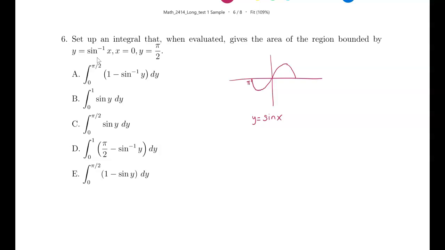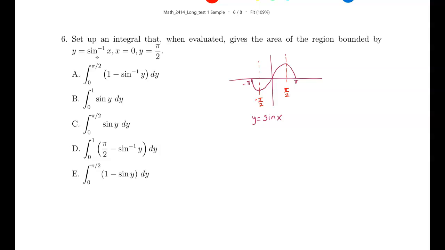So this is from negative pi to pi. That's part of the graph of that sine function. Now, if you remember, when we talk about the inverse function for sine, so this is in your pre-cal, we actually restricted the domain of that sine function so that we can talk about the inverse of sine. So the restriction is from negative pi over 2 to pi over 2.